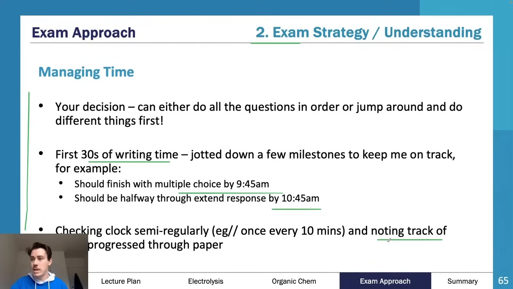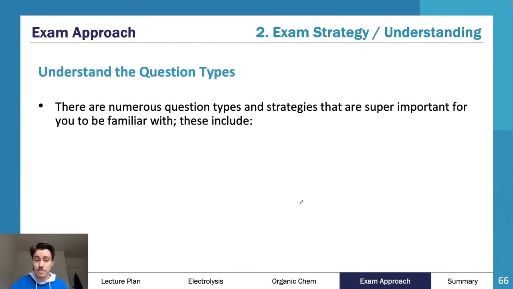It's always good to then note how far you're progressing through the paper. So then the next part is understanding the question type, and I think this is a really big deal. There are numerous question types and strategies that are really, really important in VCE land. And I'm going to go through one of them today. I'm not going to go through the others, but it's just really important to understand there are distinct question types.